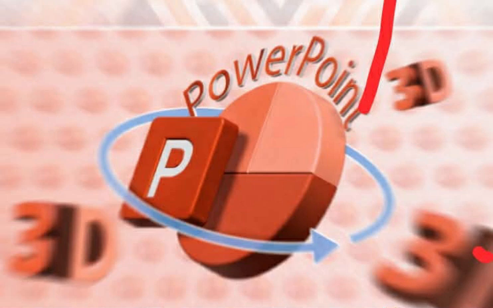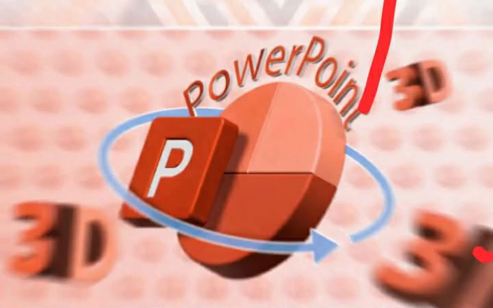A 3D model is a three-dimensional object that can be rotated and viewed from different angles. Unlike regular pictures, 3D models show depth and movement. They are useful for presenting topics like planets, human anatomy, machines, and scientific concepts.